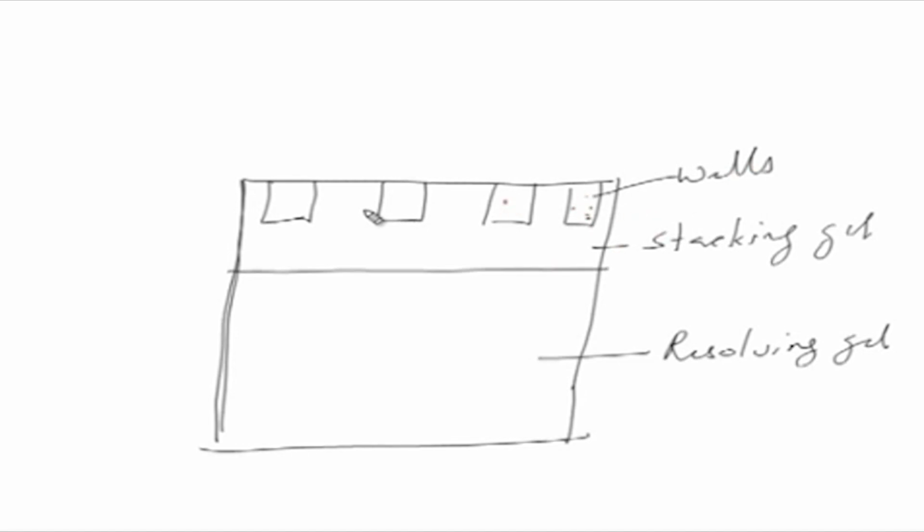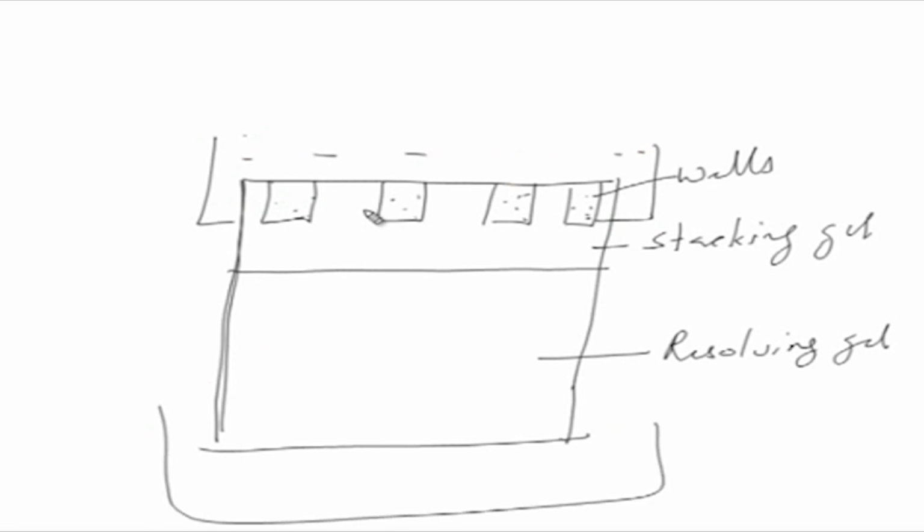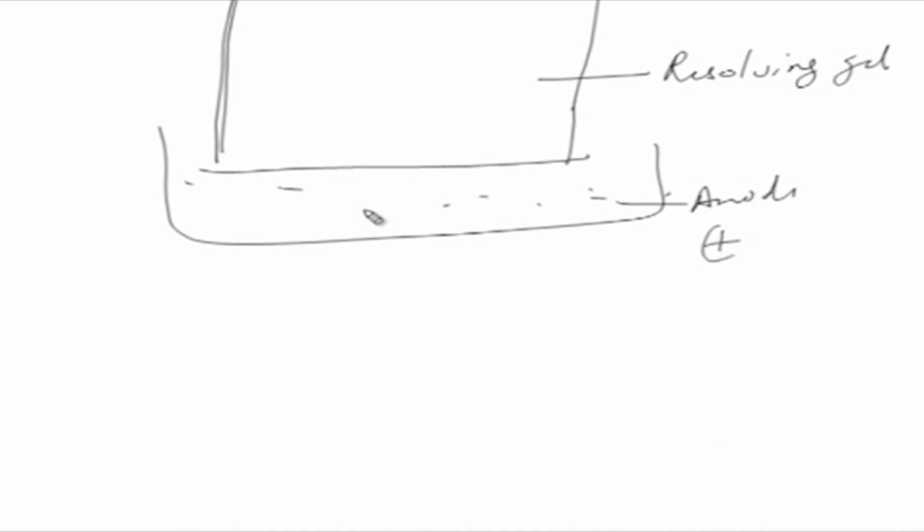Your sample will be loaded in these wells as per how many samples you have, and on top and bottom there will be electrode buffer. This is the cathode chamber and this is the anode chamber. All right. So, this is how the whole thing is in here. You can see the sample is between the stacking gel and the electrode buffer here. All right. So, let us move on.